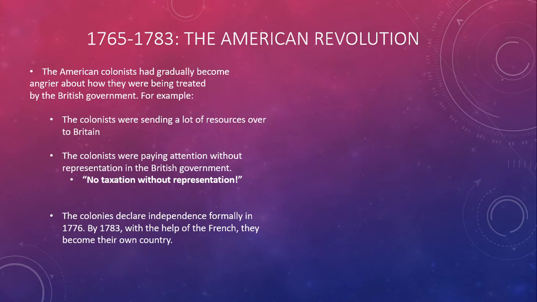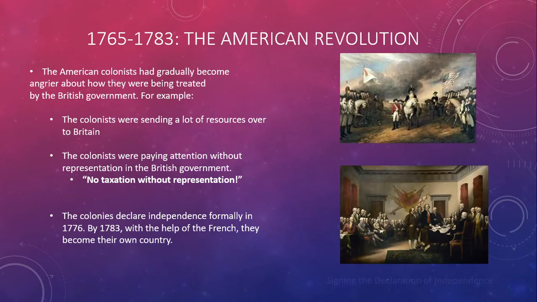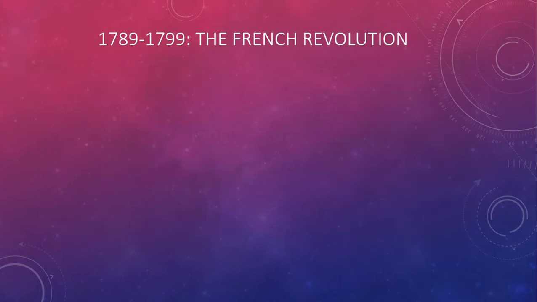So, they formally declared their independence from the British monarchy in 1776, and by 1783, with the help of the French, they had won the war and become their own country. And on the page, you have at the top an image of an American battlefield with the general in the middle, and then on the bottom, the image of signing the Declaration of Independence in 1776.